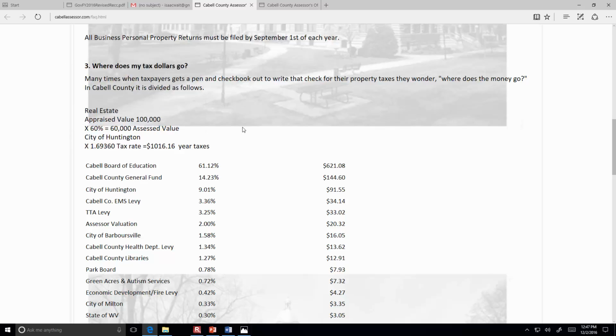Be aware that there's a difference between appraised value and assessed value. They give you a little example here, and the assessed value is 60% of the appraised value, and the value that I've mentioned of $200,000, that's an appraised value. So your first thing that you're going to need to do is calculate what is the assessed value.